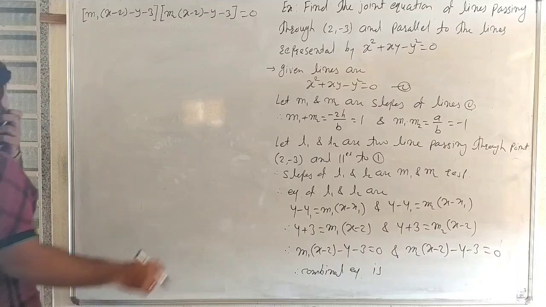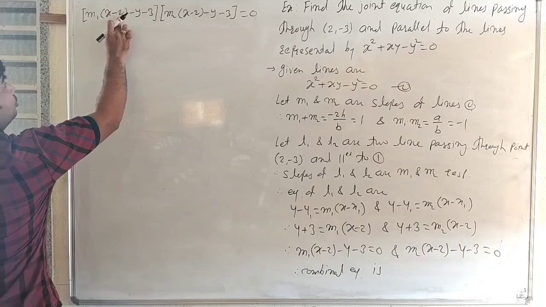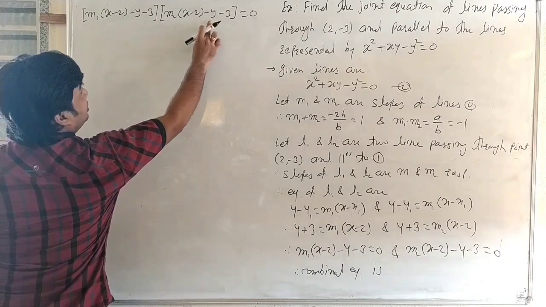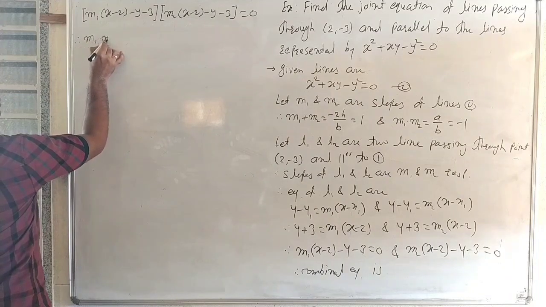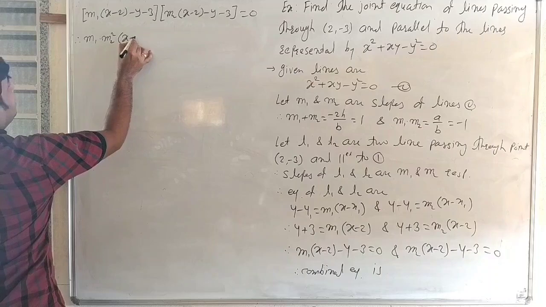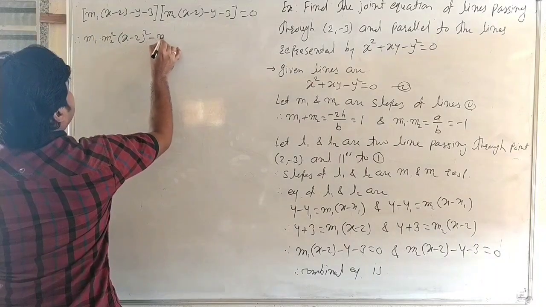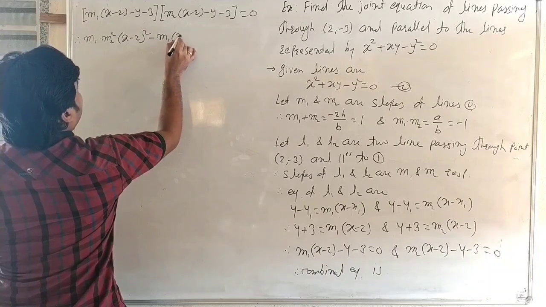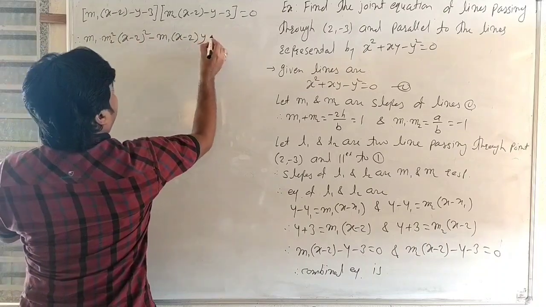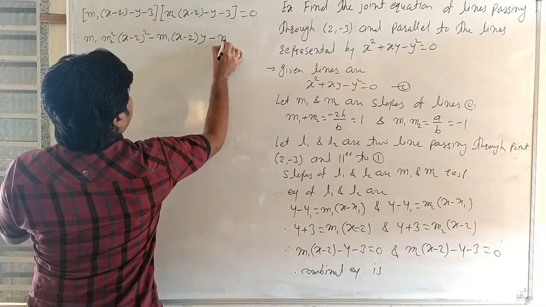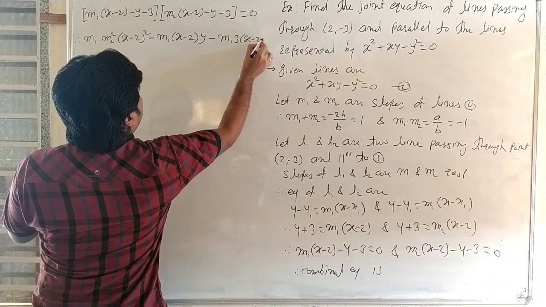Now take the multiplication carefully. Here, multiply m1 (x minus 2) by these three terms. Therefore, we can write m1 m2 into (x minus 2) square, then minus m1 into (x minus 2) y, and minus m1 into 3(x minus 2), it is a 3.